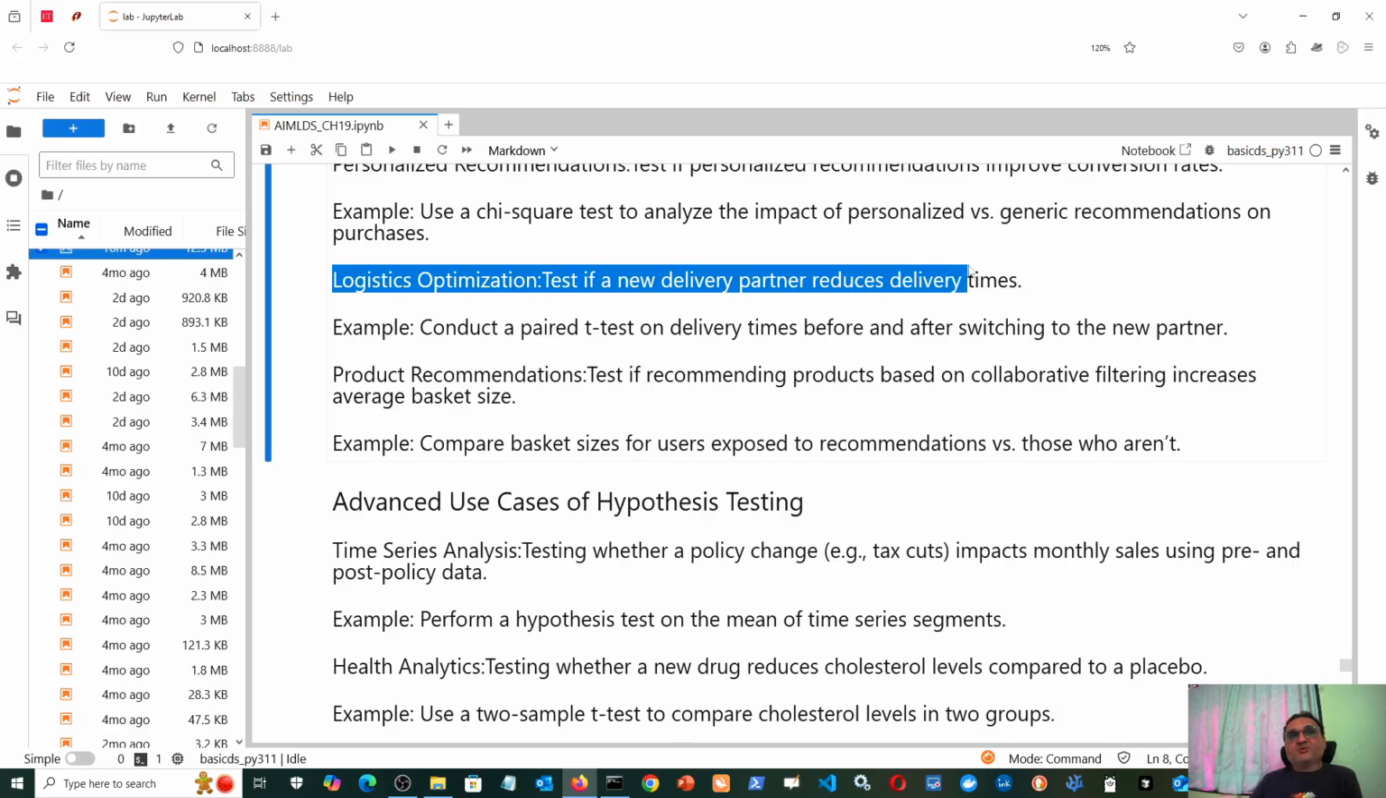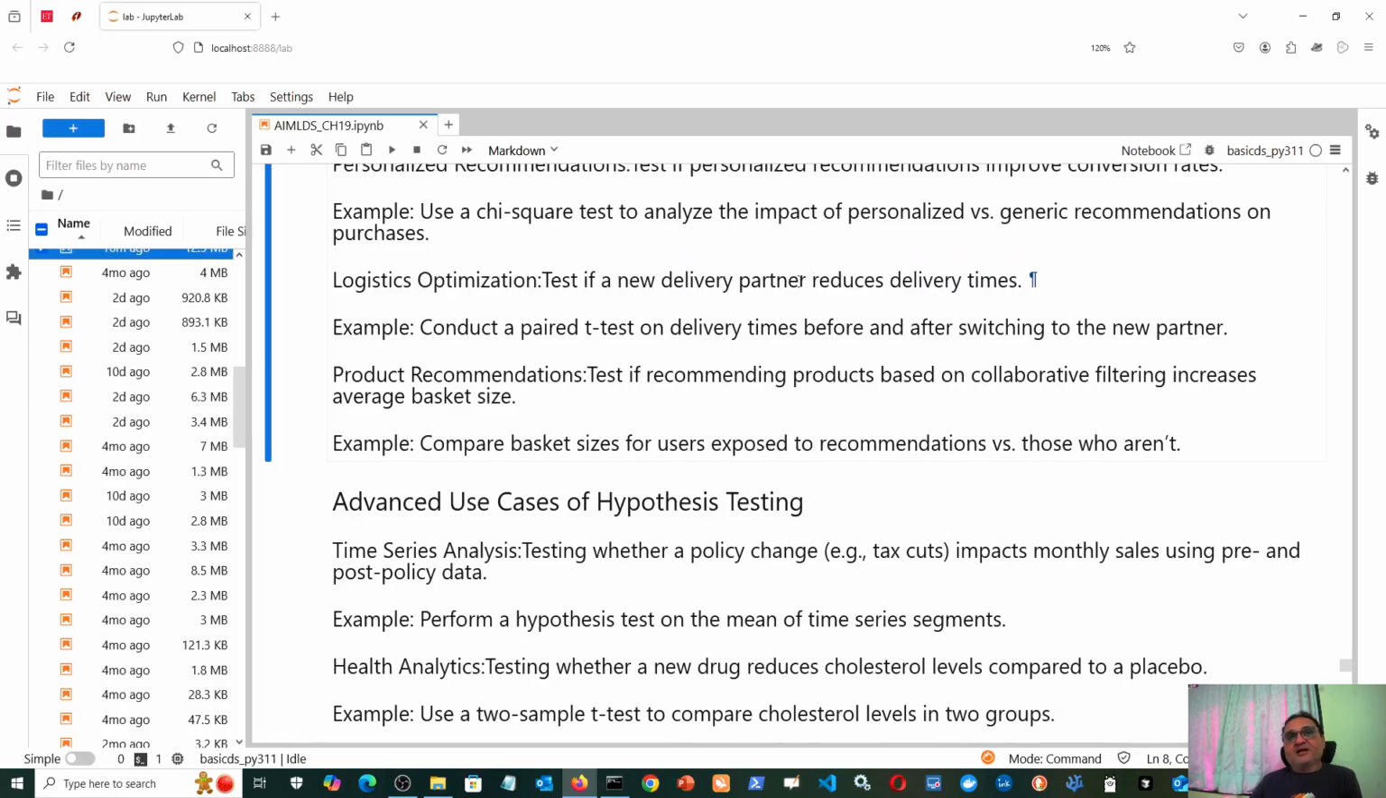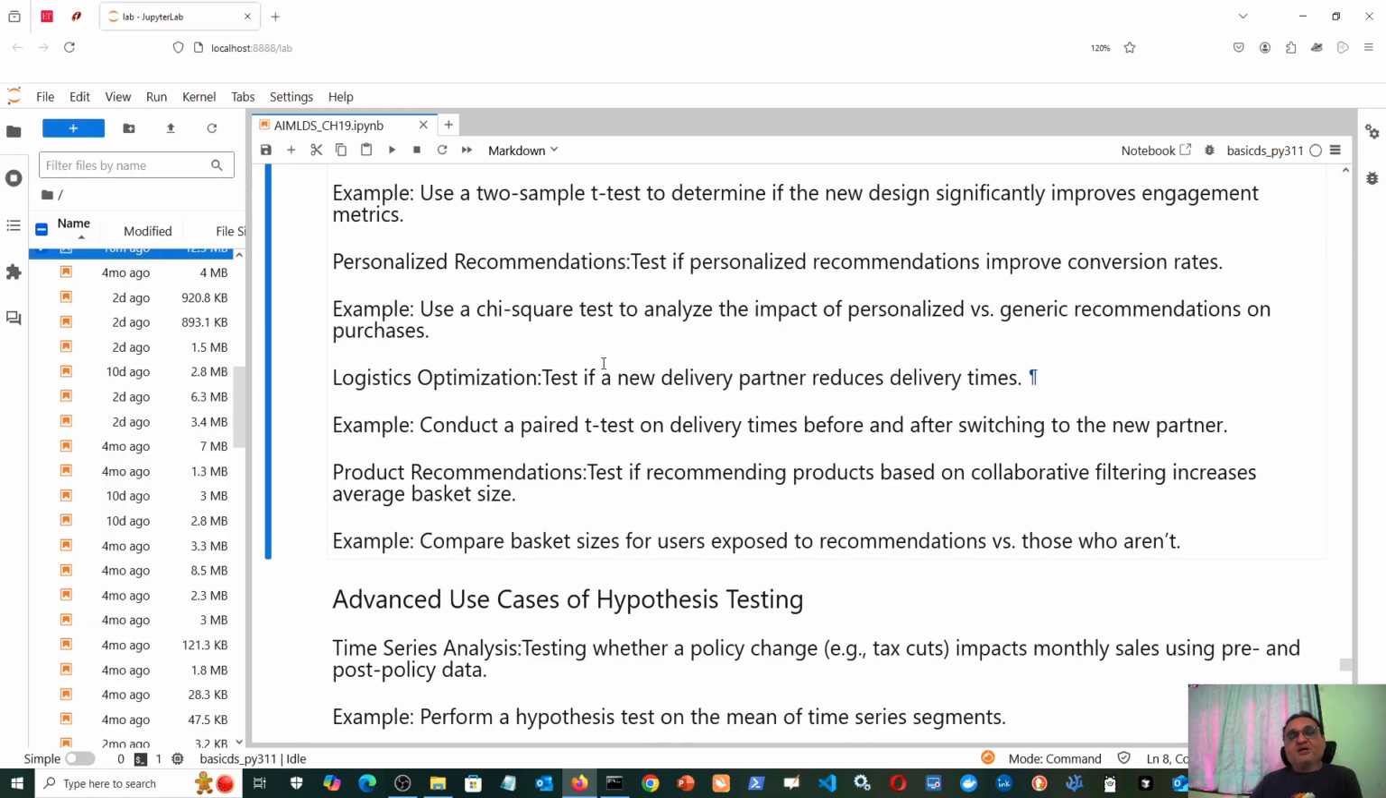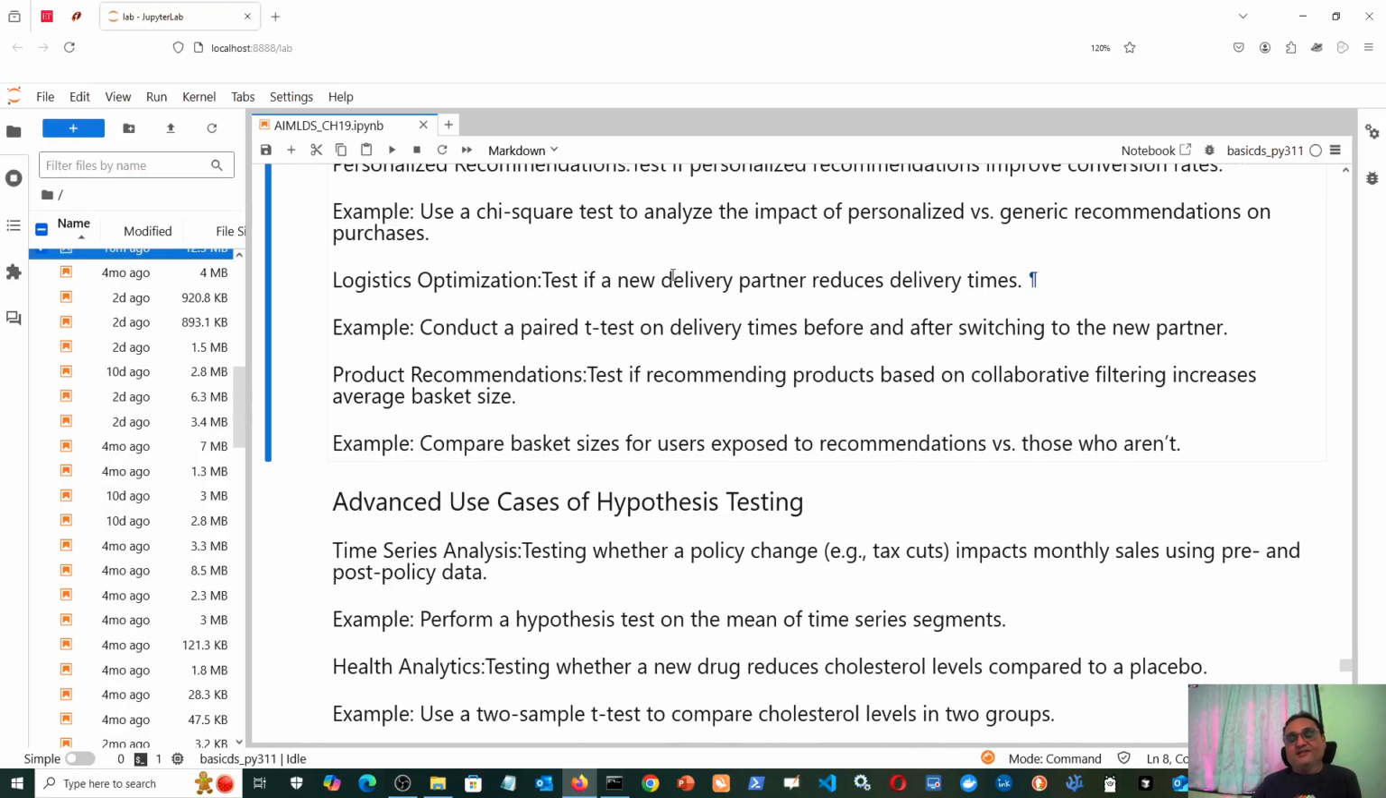Logistic optimization: to test if a new delivery partner reduces the delivery time. Again, logistics is very important for most e-tailers, right? Because nowadays nobody wants to wait. You should be surprised at how these people are able to cater to the needs of thousands and thousands of customers, which often goes into millions on the day of a Diwali sale or Republic Day sale or Black Friday sale, etc. Millions of customers are given delivery, and still a very precise time is given to you that you will receive your package on this day and between these hours, and you will be surprised, but they have around 95 to 99% accuracy that the packages are delivered in that time only.